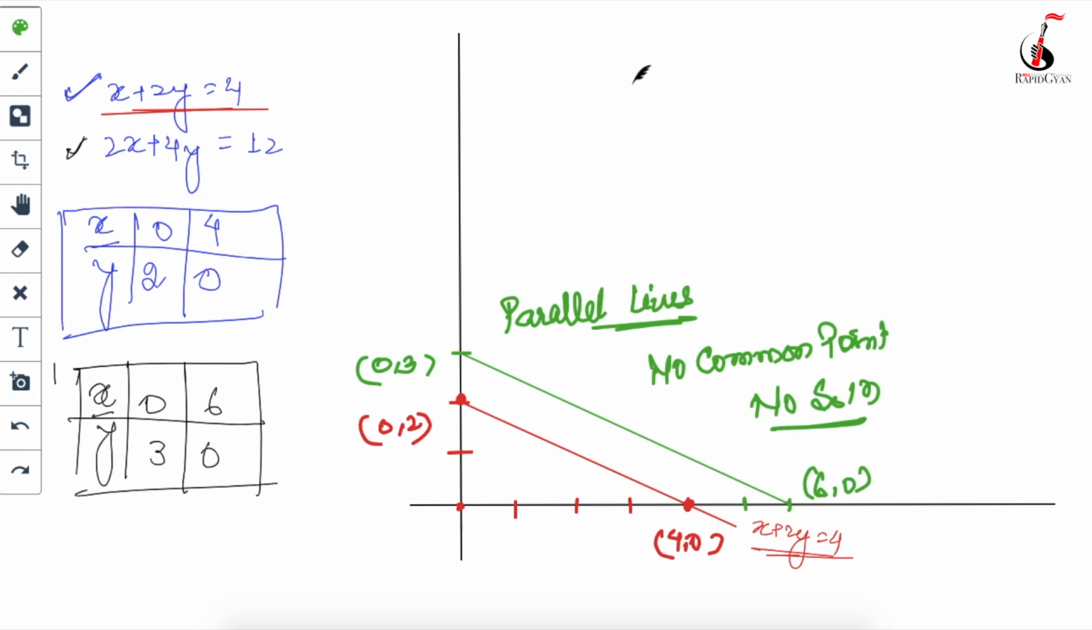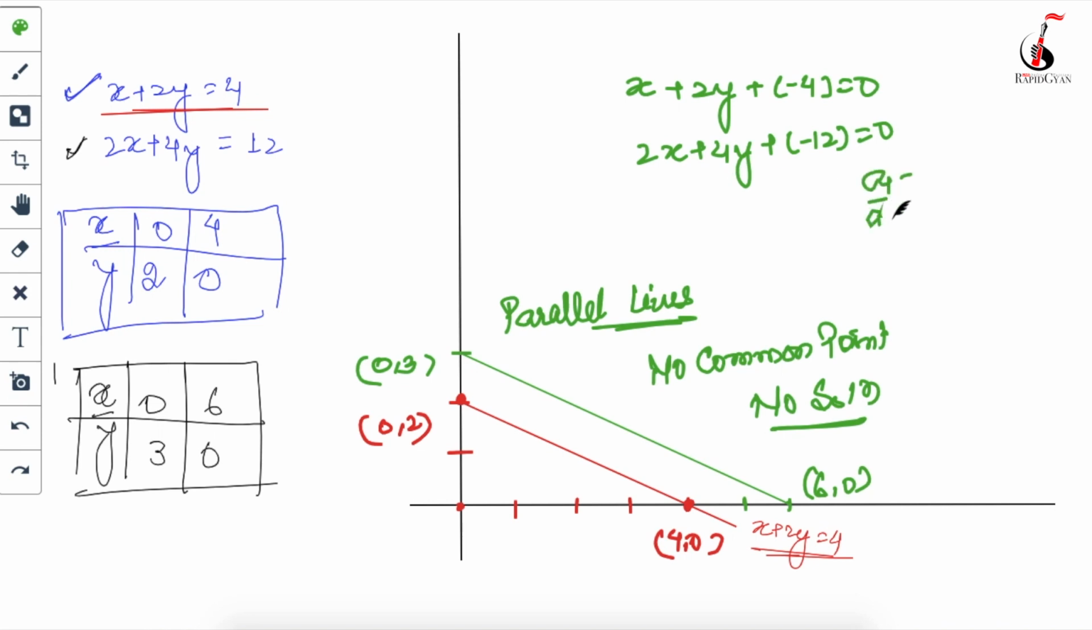Now check the third case. Third case I will also write like this: x plus 2y plus minus 4 is equal to 0. The second one I can write like this: 2x plus 4y plus minus 12 is equal to 0. Now find the value of a1 upon a2. So a1 upon a2 will become 1 upon 2, correct? Find b1 upon b2. So b1 upon b2 will become 2 upon 4, which is again equal to 1 upon 2. Find c1 upon c2. So c1 upon c2 is minus 4 upon minus 12, which is equal to 1 upon 3.